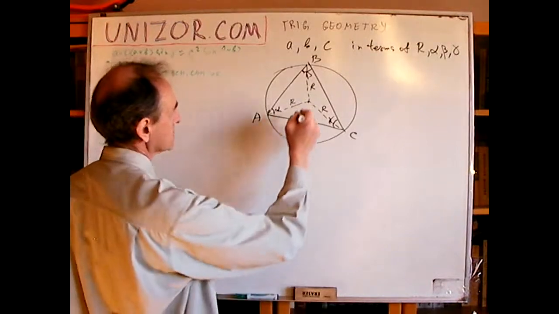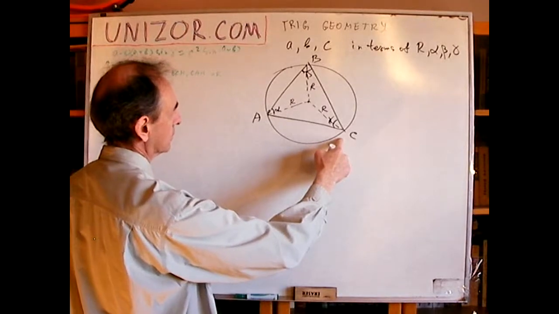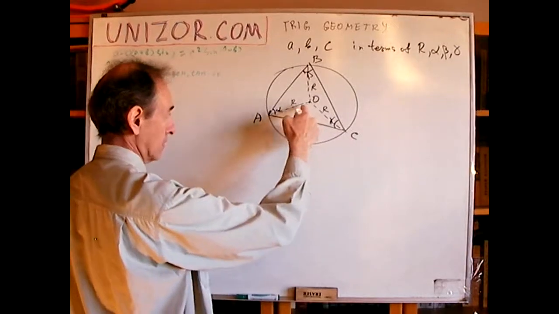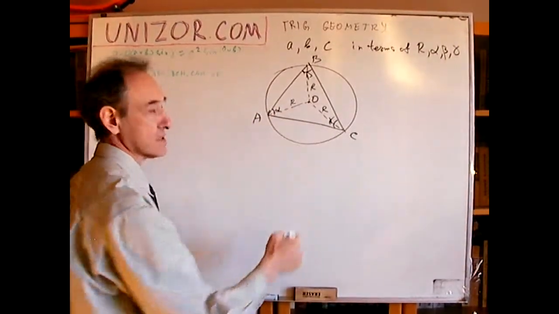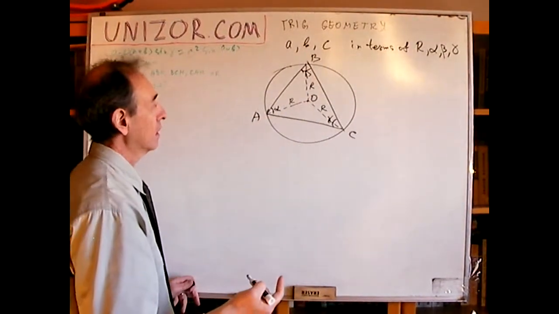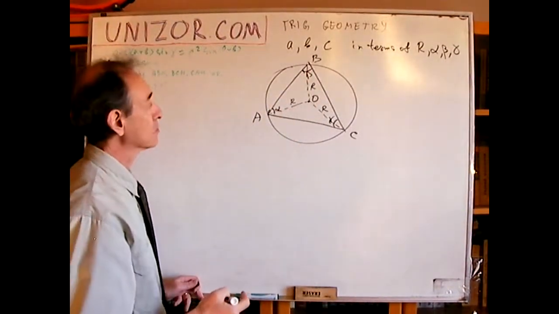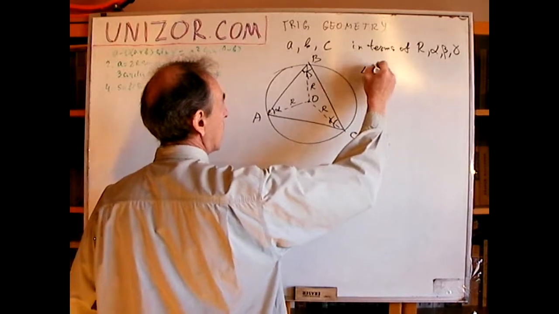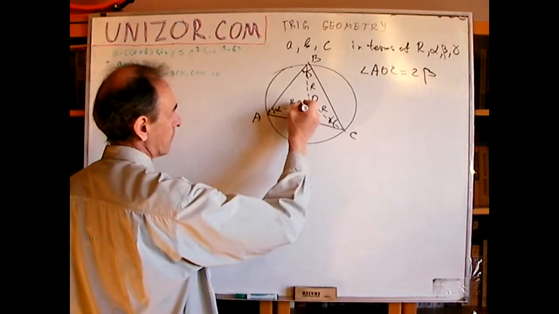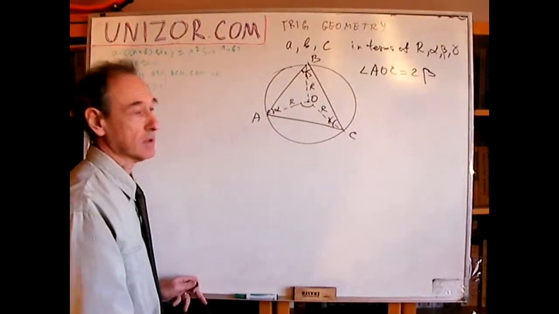Now, look at this. Angle beta is supported by this arc, right? Angle AOC is a central angle, which is supported by the same arc. So this is an inscribed angle, this is the center angle, and you know that the center angle is twice as much as the inscribed angle, right? So angle AOC is equal to 2 beta. Now, correspondingly, this is 2 gamma and this is 2 alpha, obviously, for the same reason.